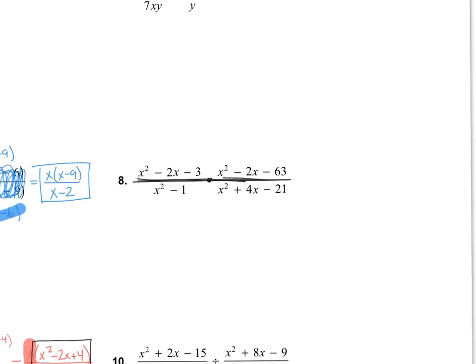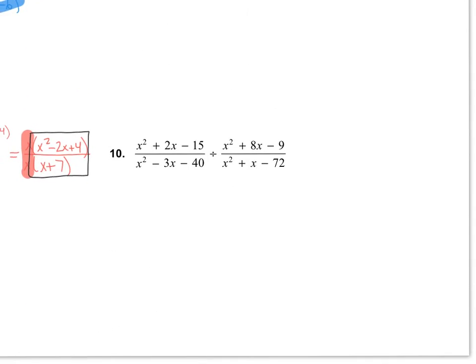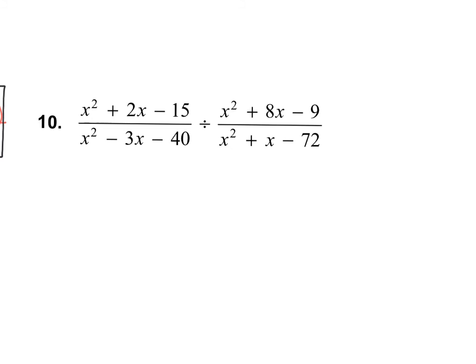And that's multiplication. With division, you just have to remember that the fraction needs to be flipped around, and then you can change this to multiplication and cancel things out, just like you did with multiplication.